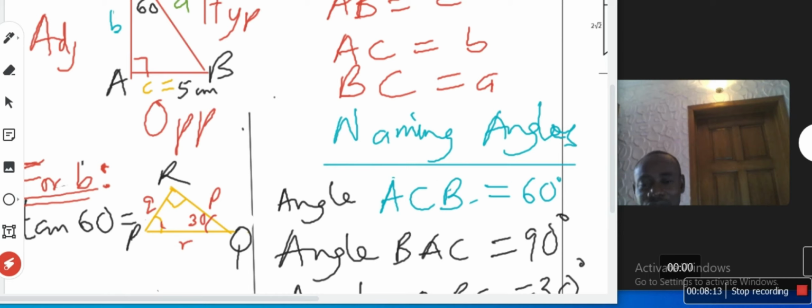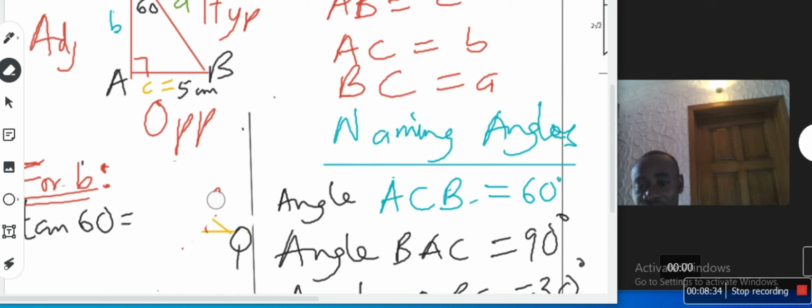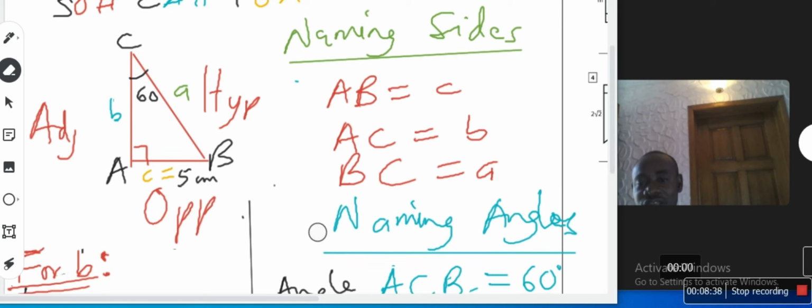Where's the opposite now? Q will now be the new opposite, because that's the one facing the angle. And the adjacent will be P. So you need to take note of that. It depends on where the angle 90 degrees is. Alright, so that's that. Obviously, A, B, C, capital letter A, C is B, and so on.